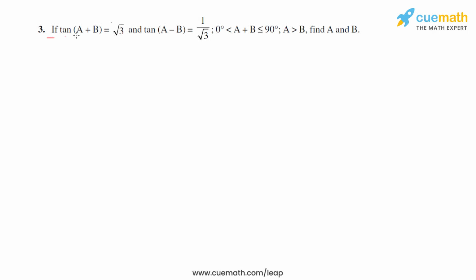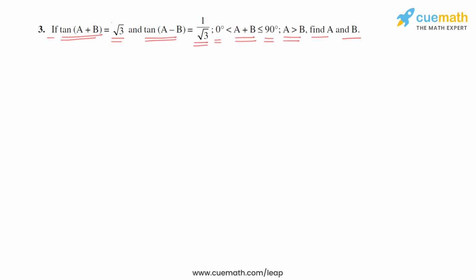Third question: if tan(a + b) is equal to square root 3 and tan(a - b) is equal to 1 by square root 3, and a + b lies between 0 degrees and 90 degrees, that is a + b is greater than 0 degrees and less than or equal to 90 degrees, and a is greater than b, then find a and b.